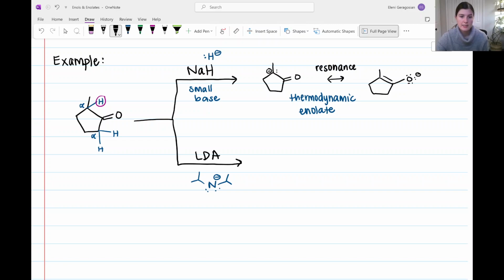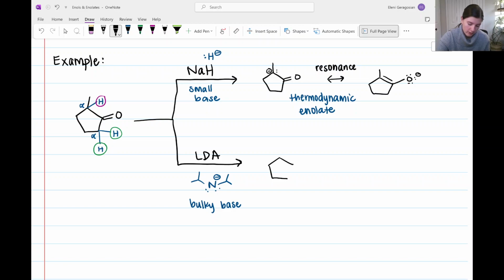Now if we use LDA, we're using a bulky base. So this reaction will favor forming the kinetic enolate, which is the enolate formed by removing hydrogens from an alpha carbon that has more possible hydrogens to be removed. So that will be removing one of these two hydrogens.